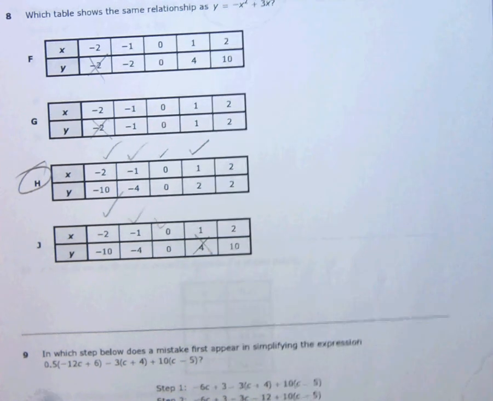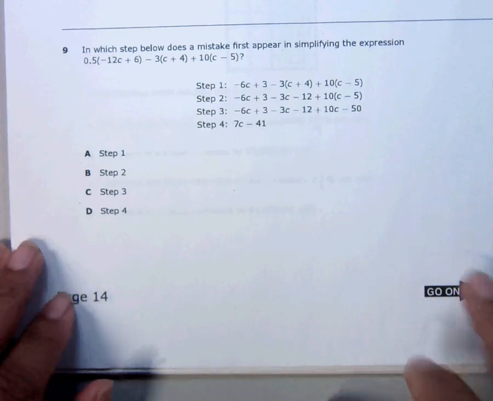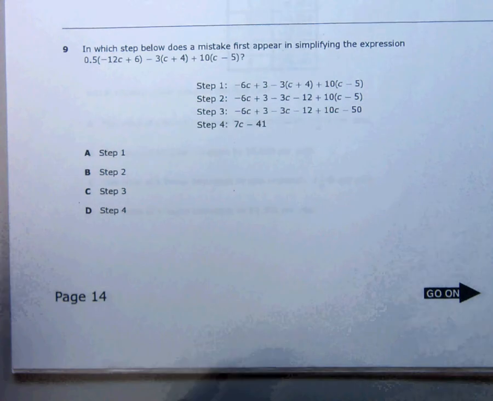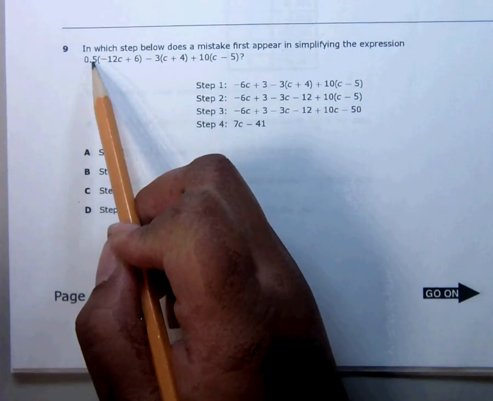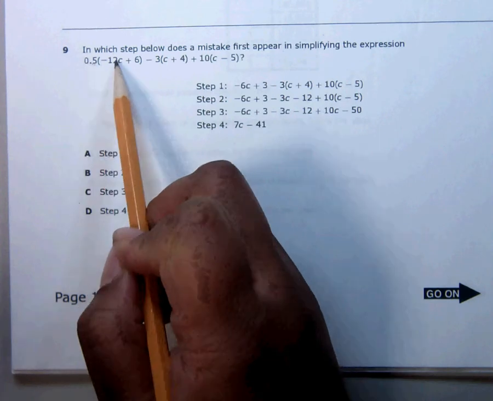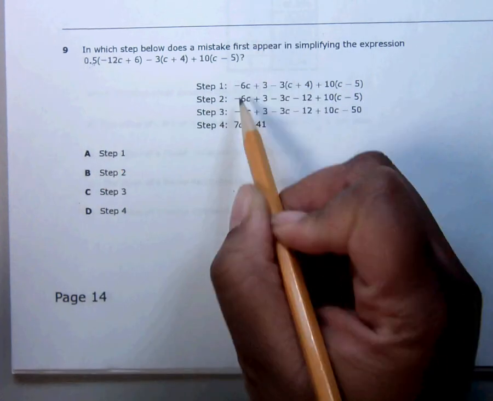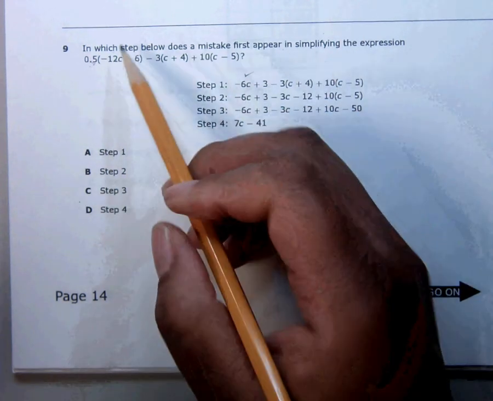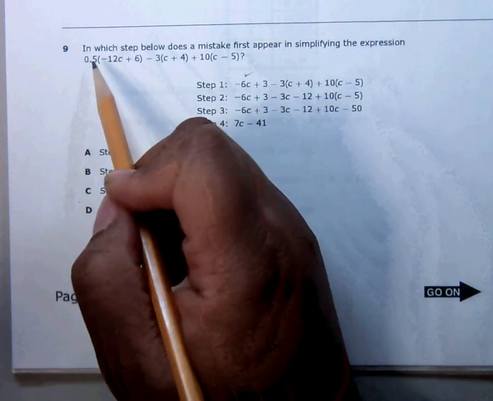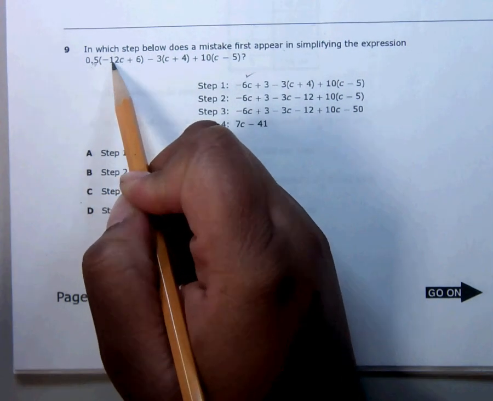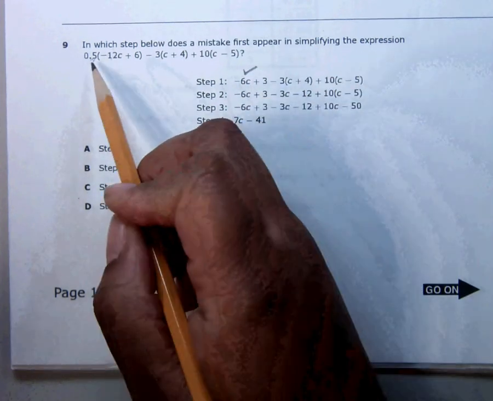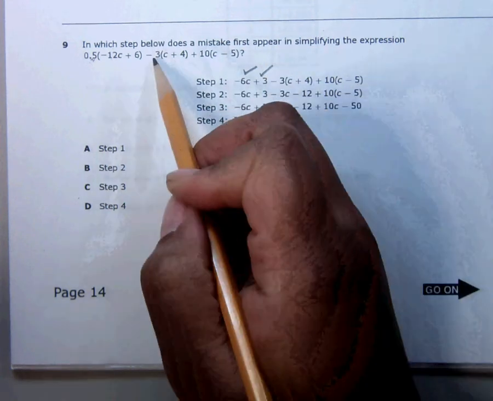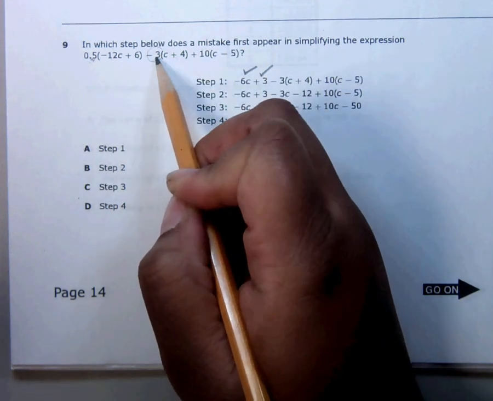Okay. Number 9. In which step below does a mistake first appear in simplifying the expression? Okay, so this you distribute, and that's half, 1/2. So what's half of -12? Let me start over. I'm rushing. What is half of -12? It is -6. What is half of +6? It is +3. Now we take a -3 and distribute it.